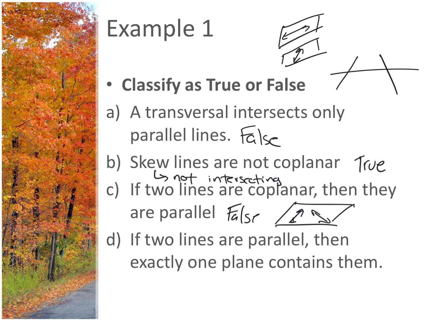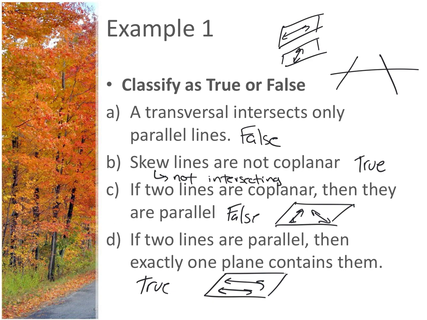Now lastly, if two lines are parallel, then exactly one plane contains them. In this case, we can say it's true. We have one plane, and we have two parallel lines, let's say right here. For lines to be parallel, they have to be on the same plane. If not, they would be considered skewed. Or they can be in a different plane parallel to each other. But yes, if two lines are parallel, then exactly one plane contains them because they share the plane.